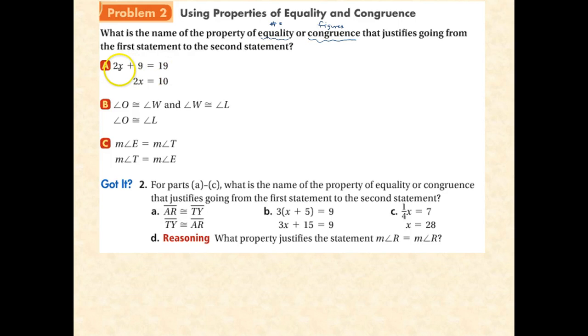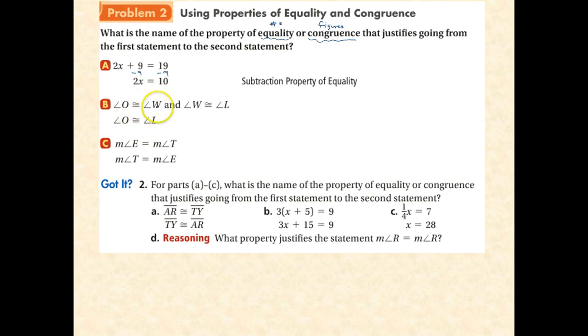So here we got 2x plus 9 equals 19, and then our second statement is 2x equals 10. Well, how on earth did we get from 2x plus 9 to 2x? I think we might have subtracted 9. Well, let's see. If we used the subtraction property of equality, that would mean we have to subtract 9 from both sides. Does that give us... oh my goodness, it totally works. So that was the subtraction property of equality.